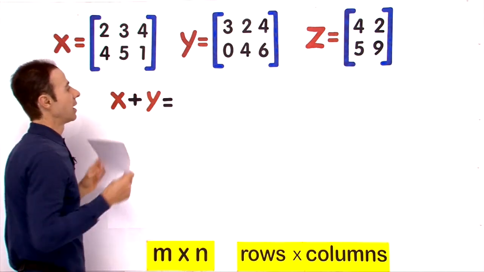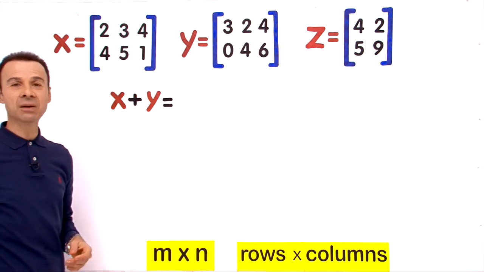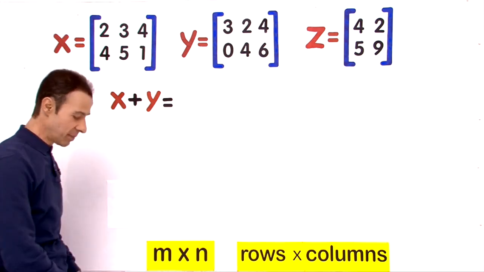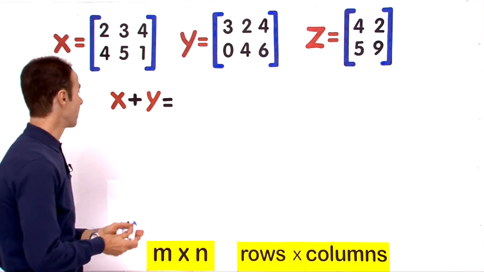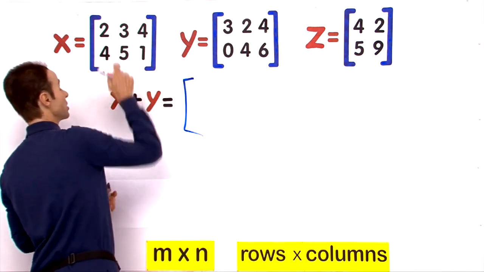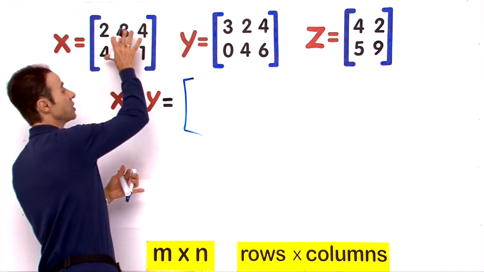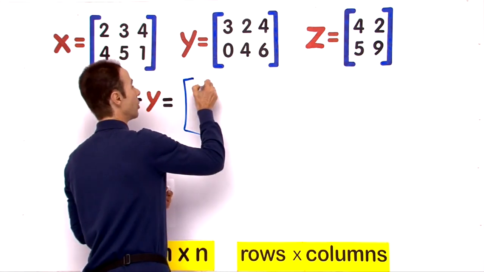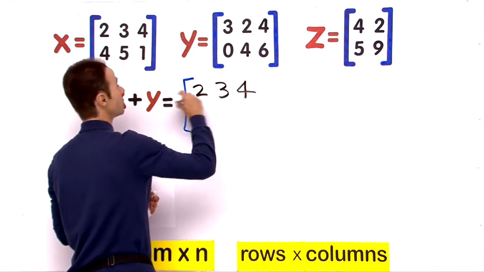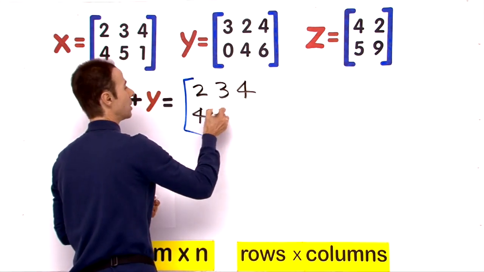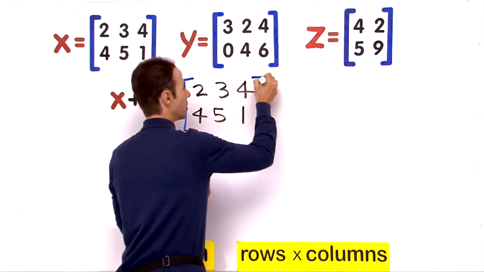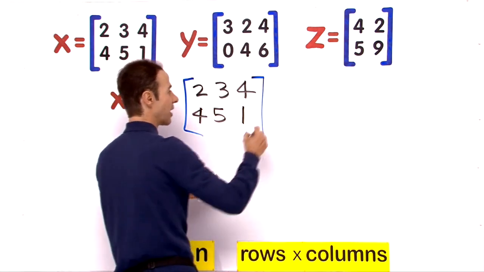So let's do the first exercise. As I unveil it there, we're going to add 2 matrices. We're going to add matrix X to matrix Y. Let me write them down again. Let me write the brackets first. Matrix X is right there. Let me drag and drop those values down here. Just copy them down. We have 2, 3, and 4 in the first row, and 4, 5, and 1 in the second row.